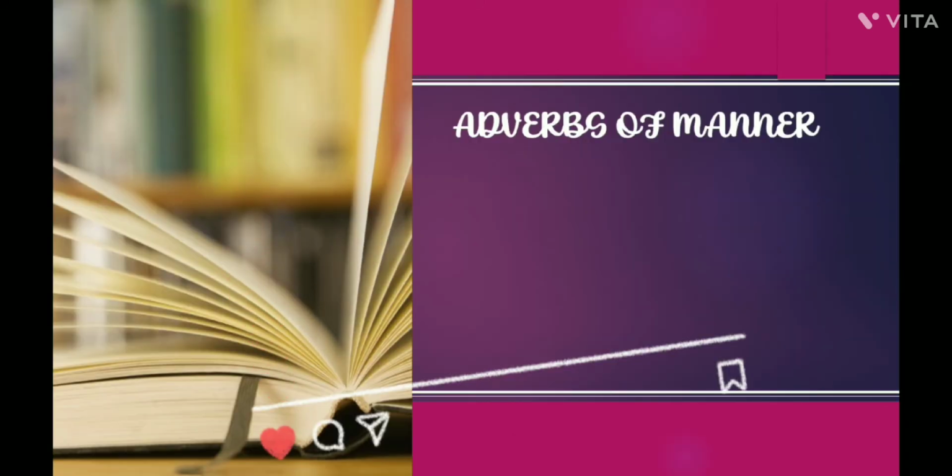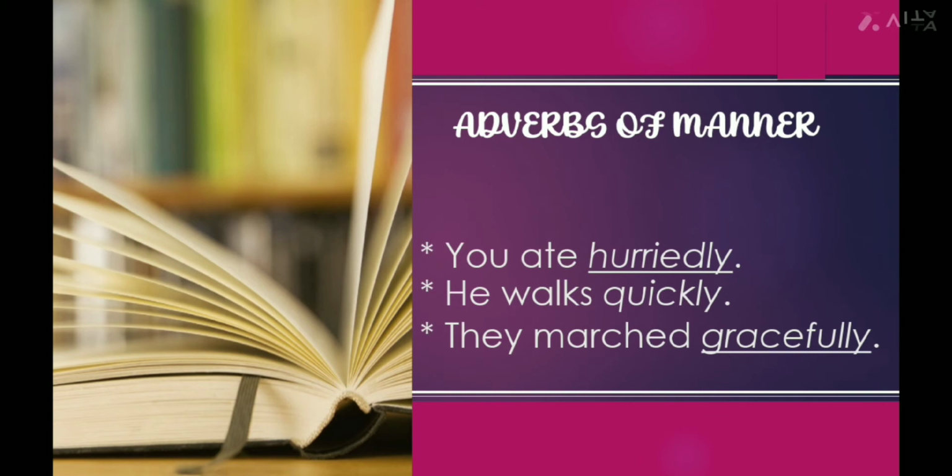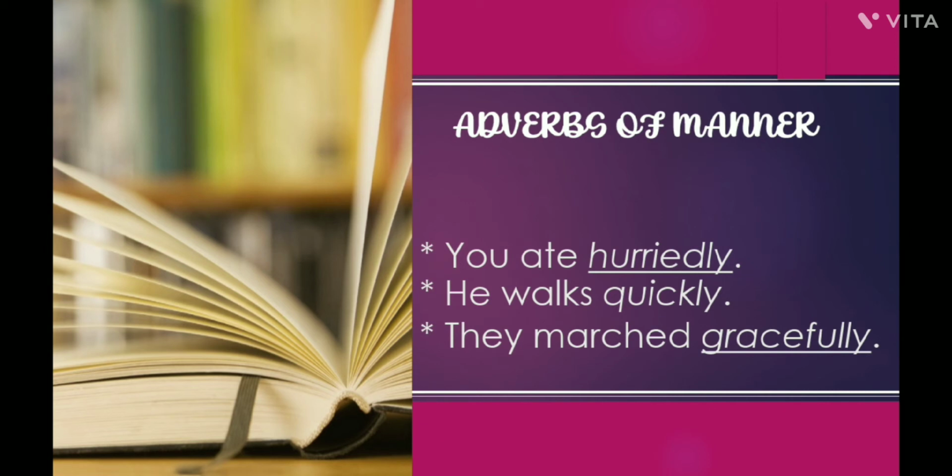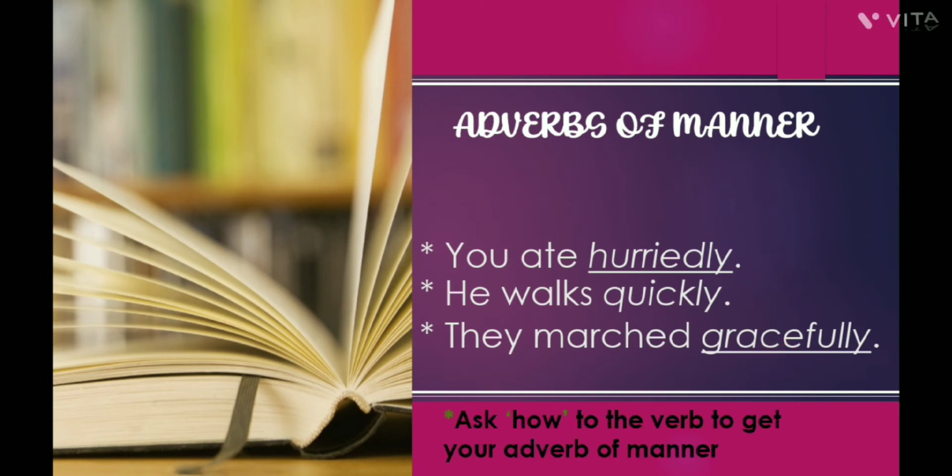Adverbs of manner. You ate hurriedly, he walks quickly, they marched gracefully. In these examples, if we ask how to the verb, we can get our adverb of manner. So it answers how. How did he eat? He ate hurriedly. How does he walk? He walks quickly. How did they march? They marched gracefully. So it answers how.